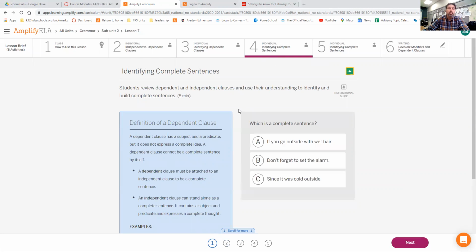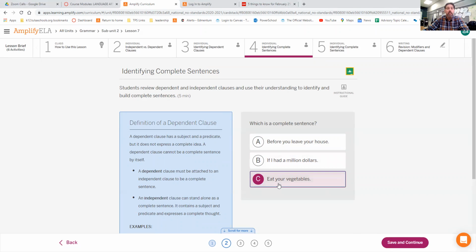We're going to go to the fourth slide. Now it's asking us which of these is a complete sentence. "If you go outside with wet hair," "if" makes us dependent. "Don't forget to set the alarm." That's a complete sentence. "Since it was cold outside," since, yeah, what about it? Since what? Like, what has to happen? "Don't forget to set the alarm" is the only complete sentence. Second one, "before you leave your house," yeah, what do I do? Don't know. "If I had $1 million," okay, what would you do with it? I don't know.